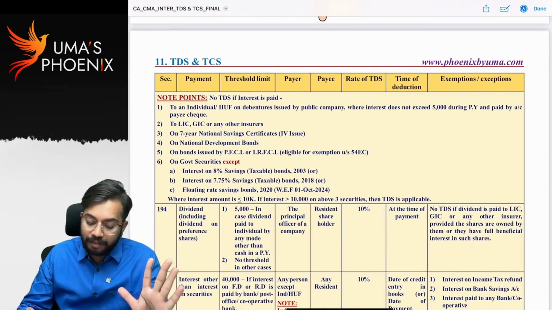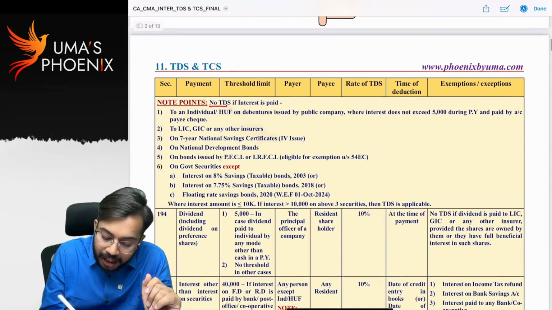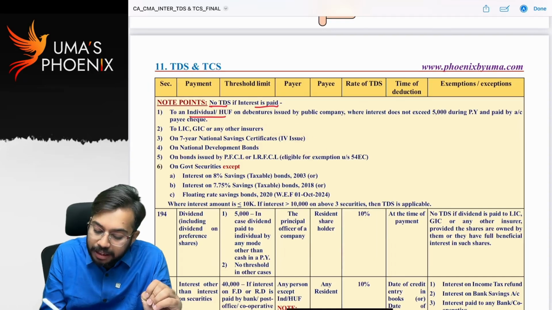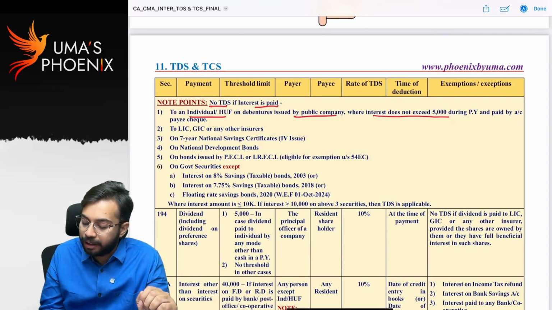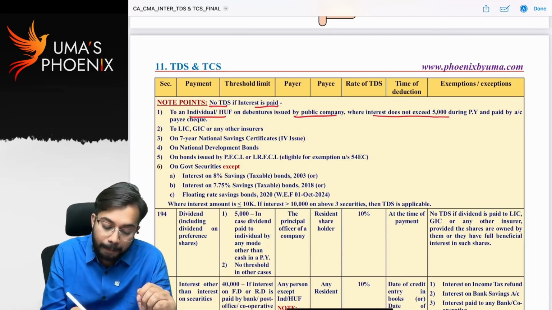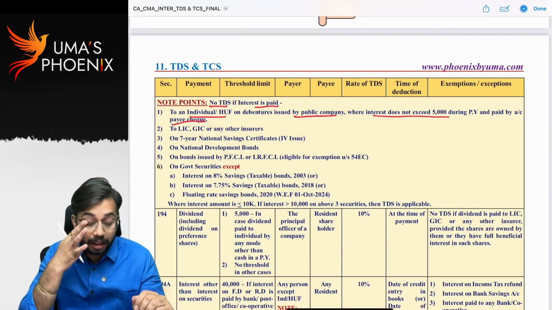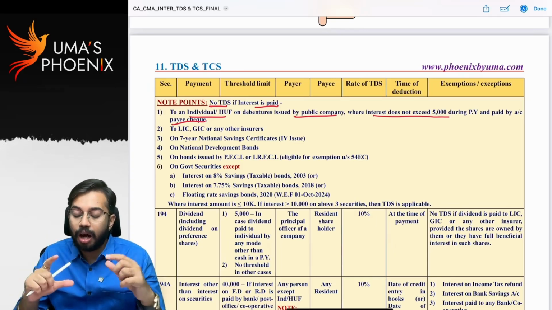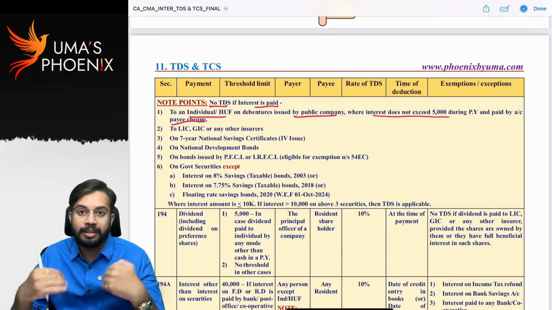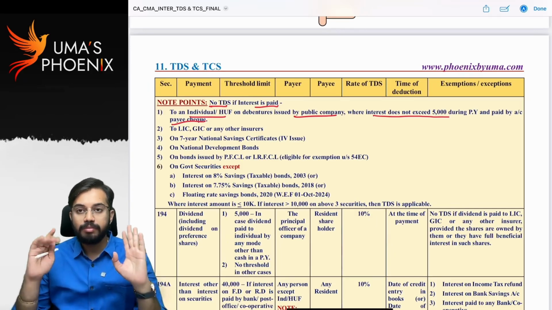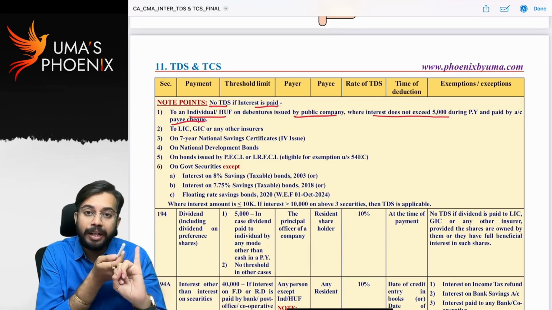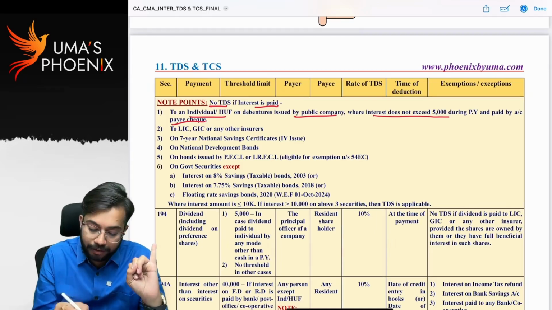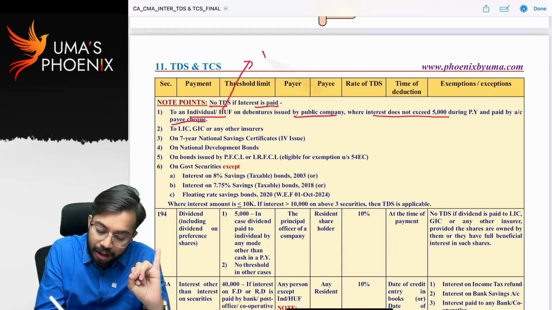In case of section 193, no TDS if interest is paid to an individual or HUF on debentures issued by a public company where interest does not exceed 5,000 during the previous year and is paid by account payee cheque. This may appear a bit complex to you, but listen to me, I will simplify. When is TDS not required to be deducted? If interest is paid to an individual or HUF. Condition 1 is individual or HUF.